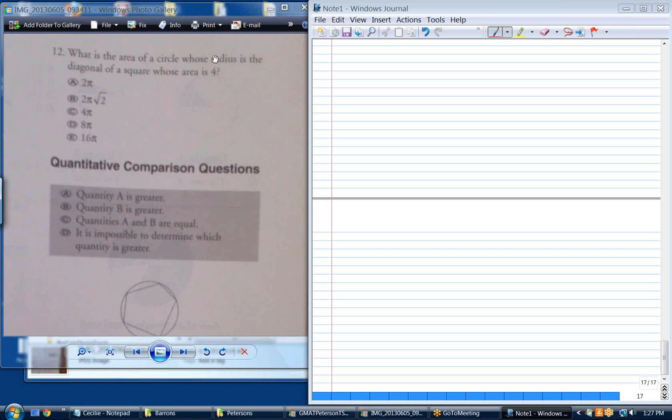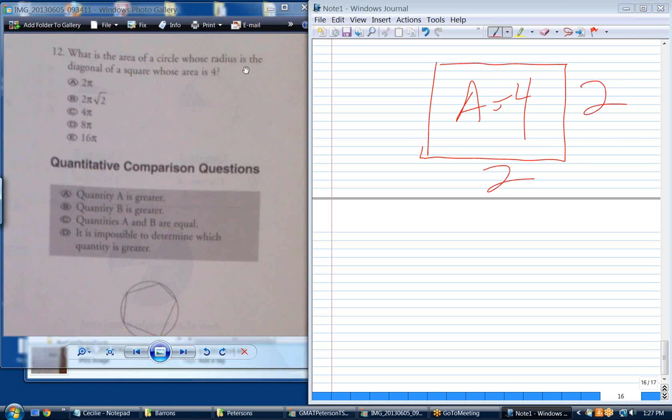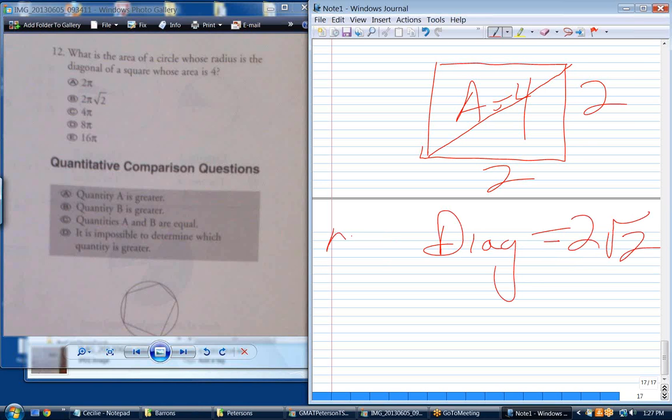What's the area of a circle whose radius is the diagonal of a square whose area is 4? Let's draw the square. Area equals 4. What's the side length of the square? It's 2 and 2. And so the radius of the circle is the diagonal of the square. So what's the diagonal of the square? It's 2 square root 2. And that is equal to the radius of the circle they're talking about. And they want the area of the circle.